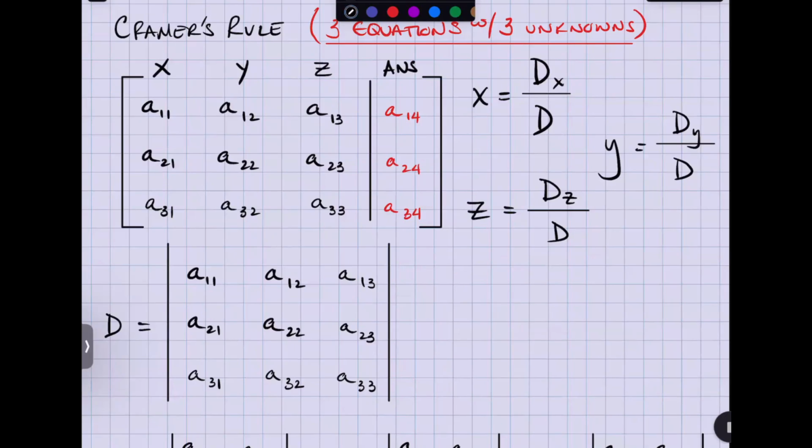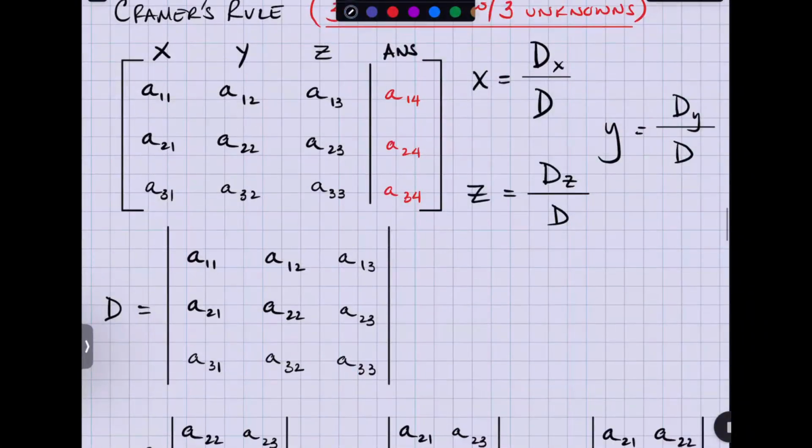It is the x, y, z matrix. Dx would be replacing the x column with the answer column. Dy would be replacing the y column with the answer column, and dz would be replacing the z column with the answer column. So it's still the same exact thing, right? It's not like, holy cow, this is totally different.